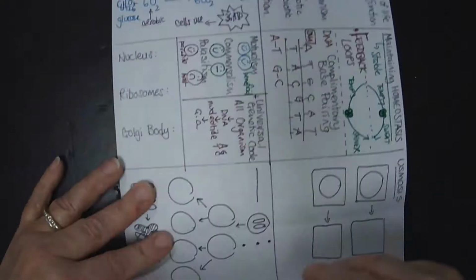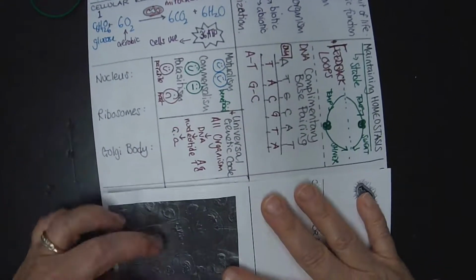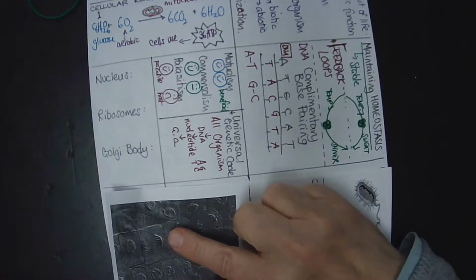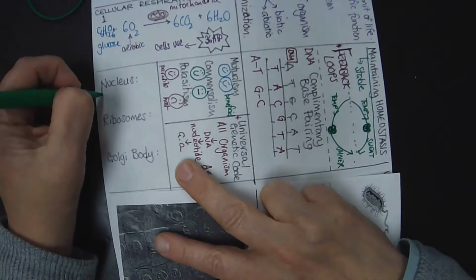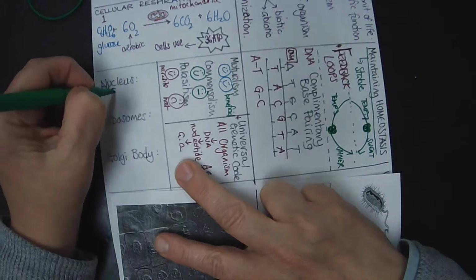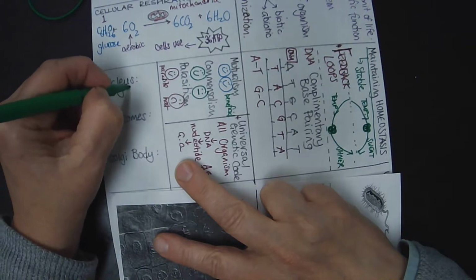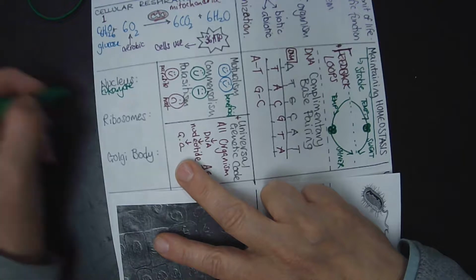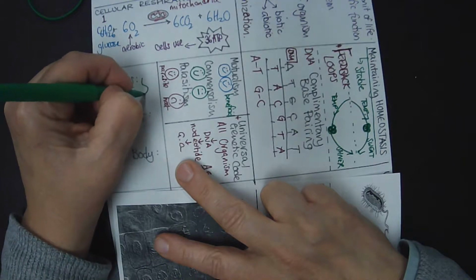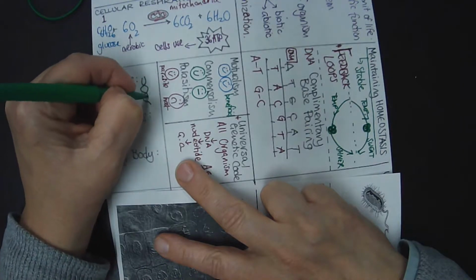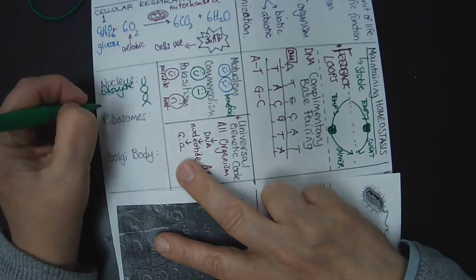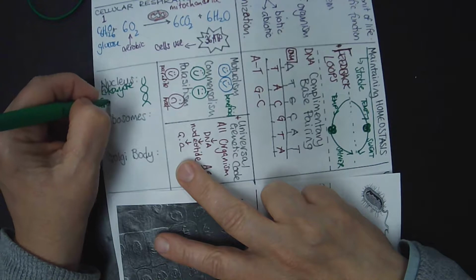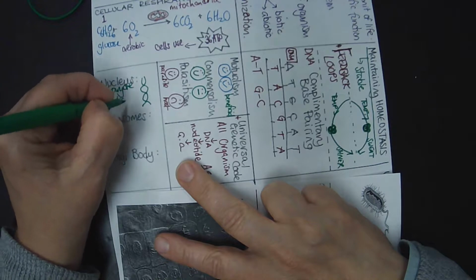Next, I want to go through these three organelles here. So when we see a nucleus, first off, I know it has to be a eukaryote cell, because prokaryote cells do not have a nucleus. And I know in my nucleus, I'm going to find DNA. That is the only place you find DNA. So the nucleus is where we store our genetic info.